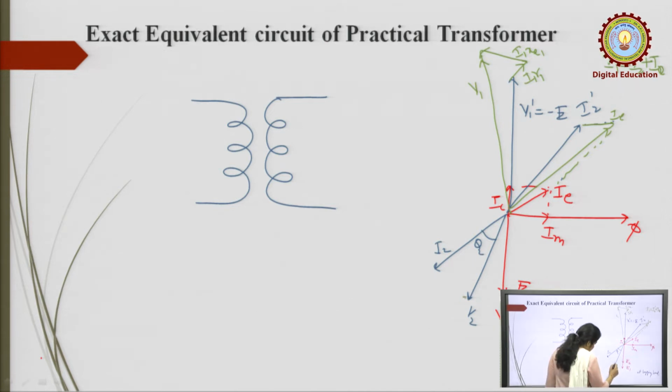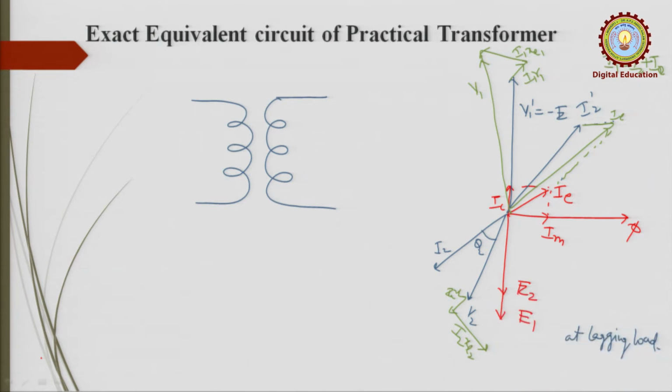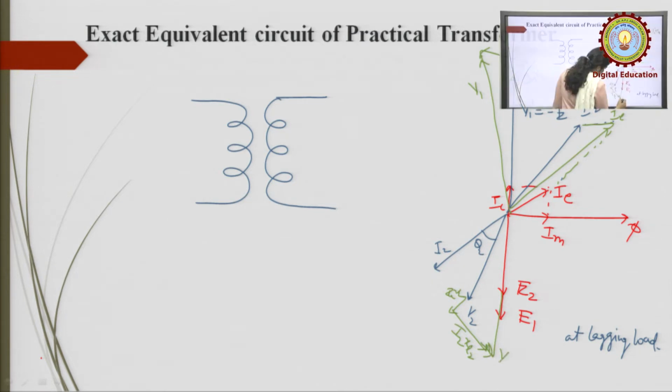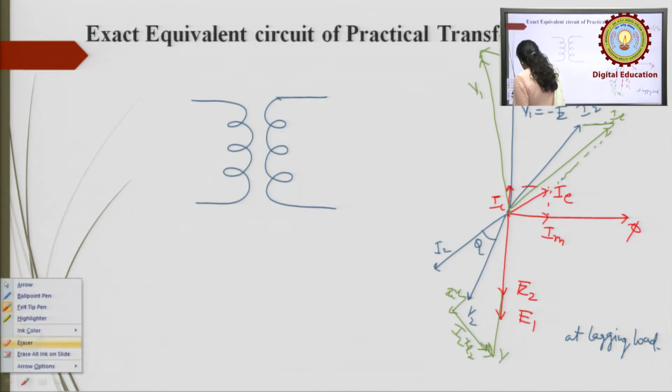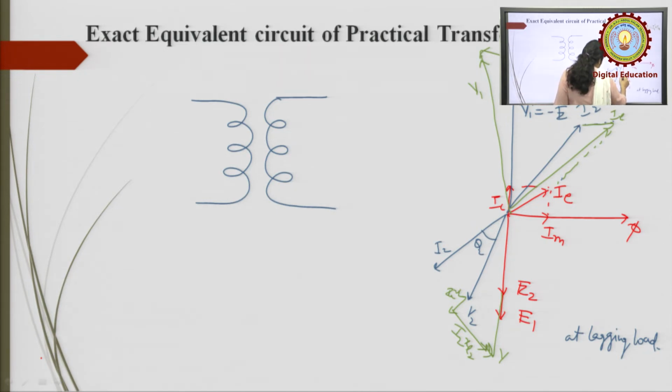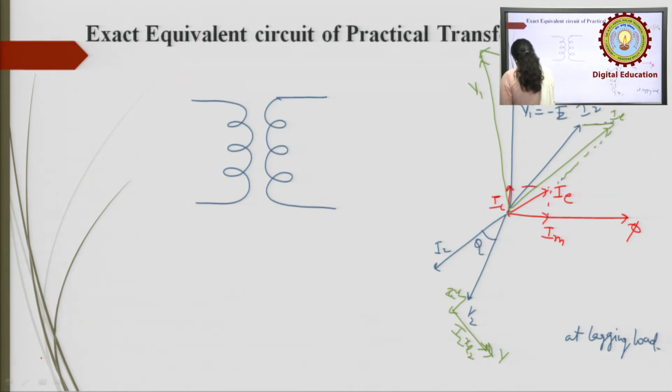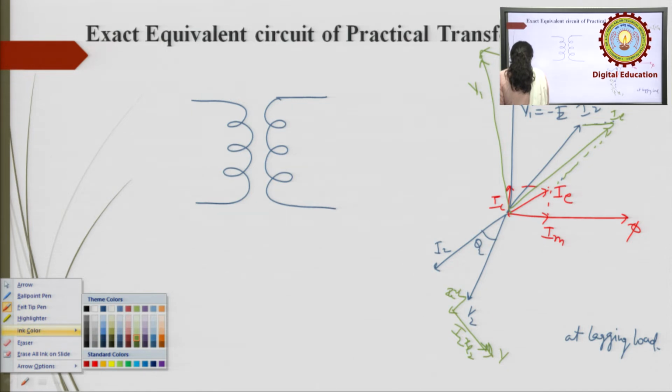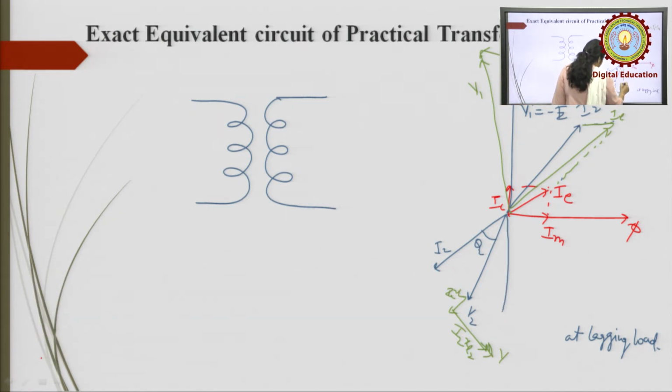And in this case, this is I2 R2 and this is I2 XL2. So, this becomes E2, and this is E1. Okay.